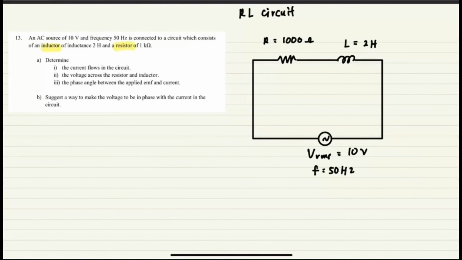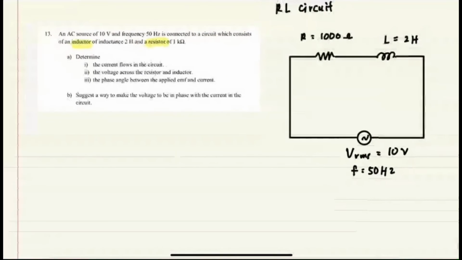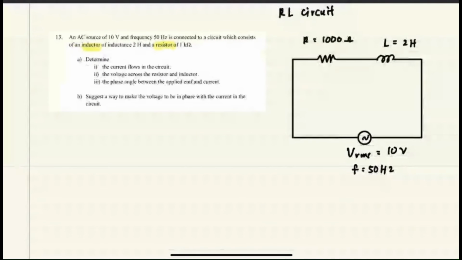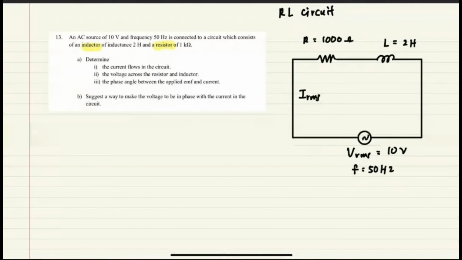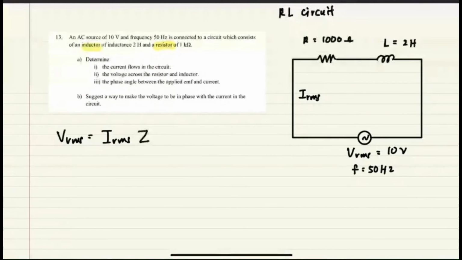The first question, they wanted to know the current flows in the circuit. Okay, so macam biasalah saya pernah cakap tadi, kalau saya nak kira IRMS, I dia sama di mana-mana, IRMS. Okay, sebab kamu ada V kat situ, so basically kamu boleh pakai VRMS sama dengan IRMS. Sini mesti Z. Okay, sebab kamu punya circuit ni consists more than one component, ada dua. So nak tak nak kamu punya cari Z ni lah, baru kamu boleh cari I.